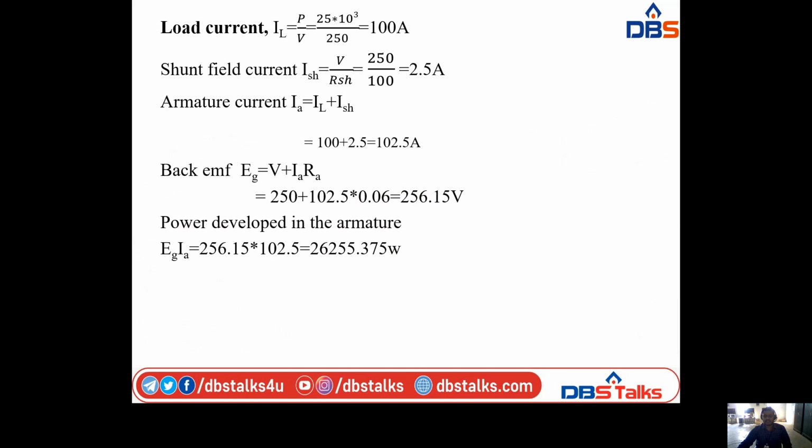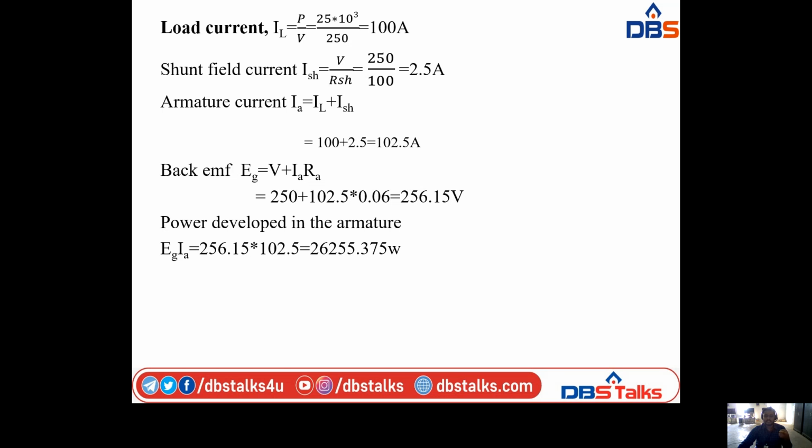Next, firstly we have to calculate the load current, that is IL. In the problem they have given the power value, so IL is equal to P by V. Power P is equal to 25 kilowatts, that is 25 into 10 cube by 250, which is equal to 100 amperes. And the shunt field current Ish, the formula is V by Rsh. Here the supply voltage is 250 and the Rsh value is 100. Finally we have the shunt field current Ish equal to 2.5 amperes. And the armature current for a DC shunt generator, Ia, is equal to IL plus Ish. That is equal to the IL value of 100 amperes plus the Ish value of 2.5, and in total we have 102.5 amperes.